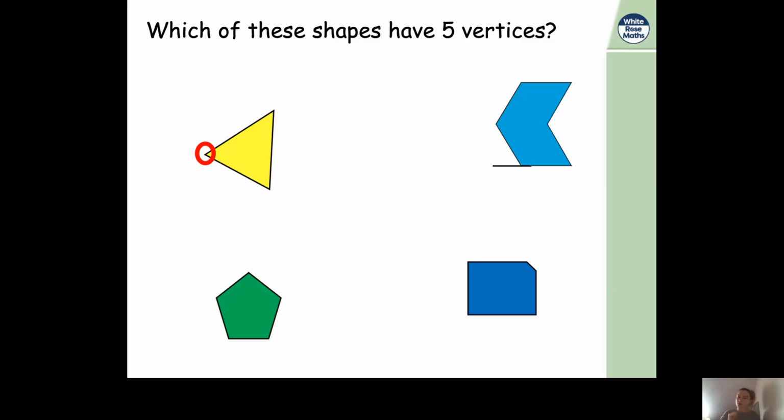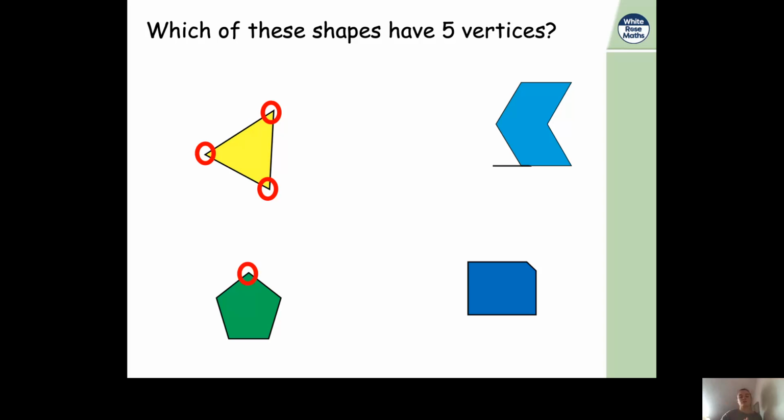So we've got our first vertex there, our second vertex, and then we have another vertex. So how many vertices do we have in total? Well, we have 1, 2, 3 on our triangle, and we know that from our first question, don't we, that a triangle has 3 vertices. So therefore, we can't circle this shape. Well, let's have a look at the next one.